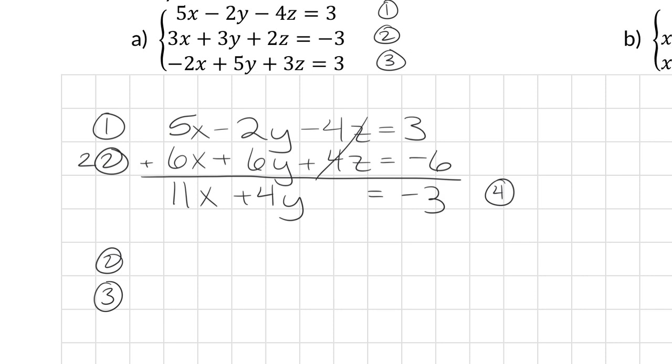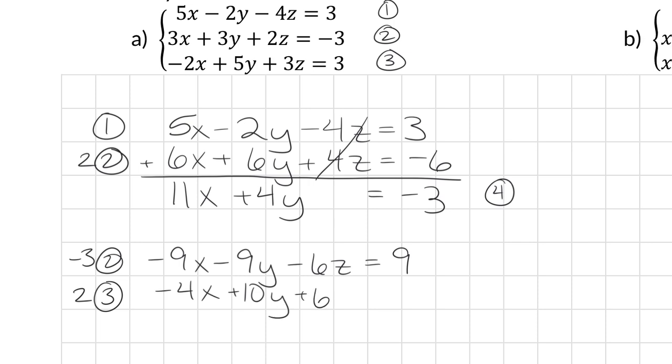So if I do negative 3 times the second one, this would end up being negative 9x minus 9y minus 6z equal to positive 9. Okay, so now I have it as negative 6z. What do I need to multiply number 3 by to make that one positive 6z? 2. So I'll multiply 2 times equation 3. This becomes negative 4x plus 10y plus 6z equal to 6.